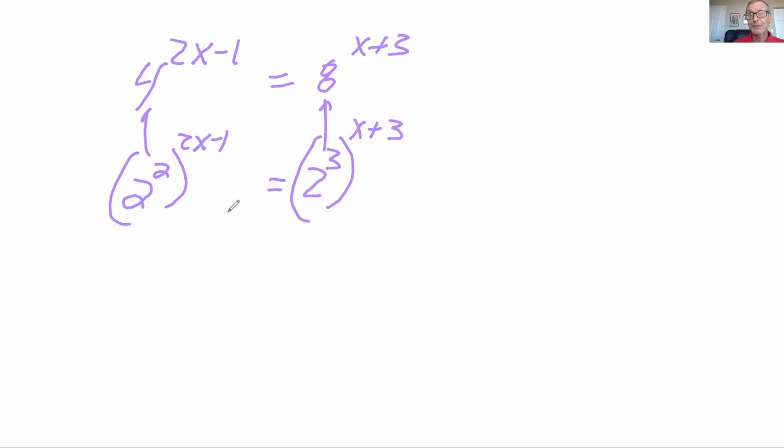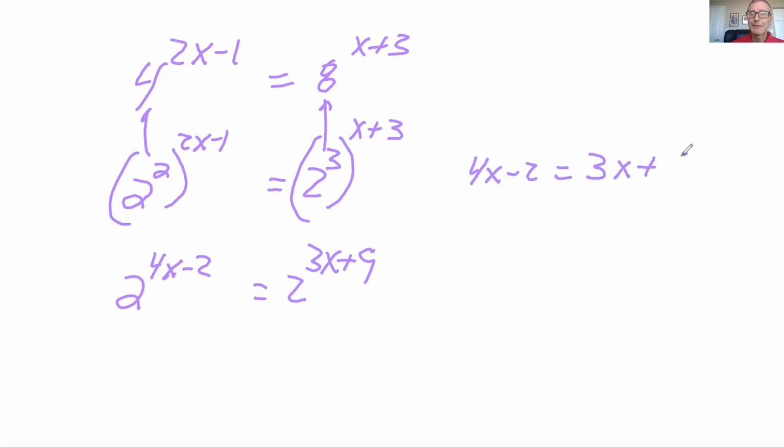So now we have the same bases. So what do we do when we have a power to a power? We multiply, right? So this would be 2 to the 4x minus 2. And then we multiply here, and you get 2 to the 3x plus 9. So when you do this, you set the two exponents equal to each other. And we'll bring the 3x to the other side, you get x. You bring the minus 2 to the other side, and you would get 11.